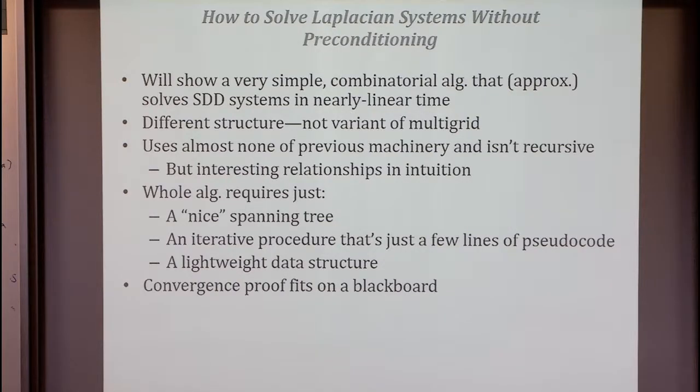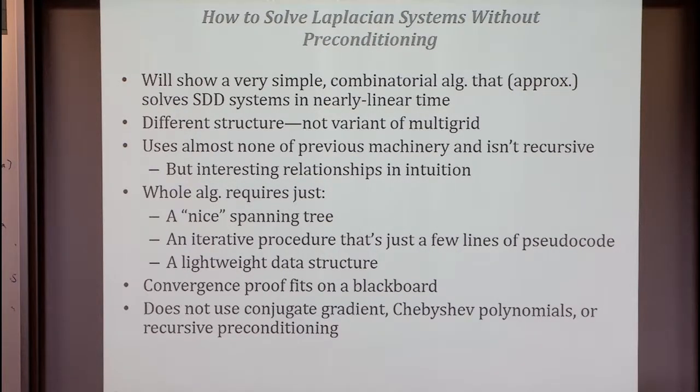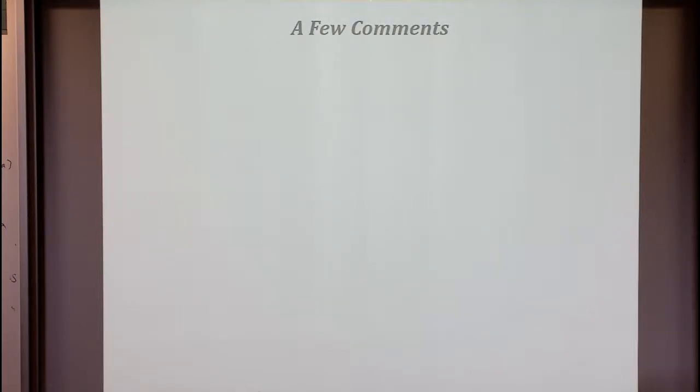In the last lecture I really hid the convergence proof. I waved my hands at a recursion, then waved my hands at an ability to analyze the recursion, and then said make all your numbers infinite precision. Here, the convergence proof is that there's an energy. It goes down every step by a multiplicative factor. So if you do that enough, it gets small. And it fits on one blackboard. No Chebyshev polynomials, no recursive preconditioning, no conjugate gradient. OK, that's the setup. Let me give a couple quick comments.